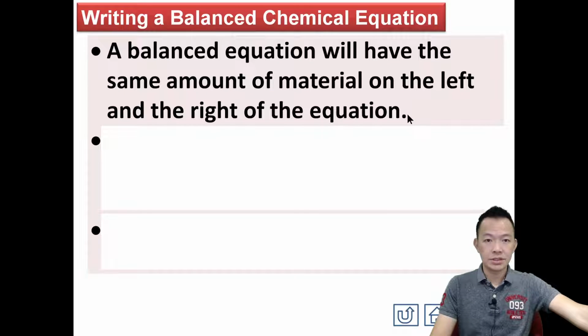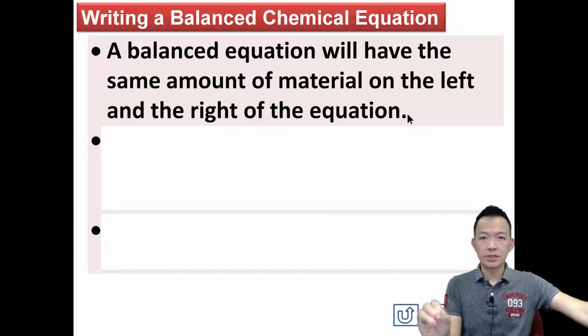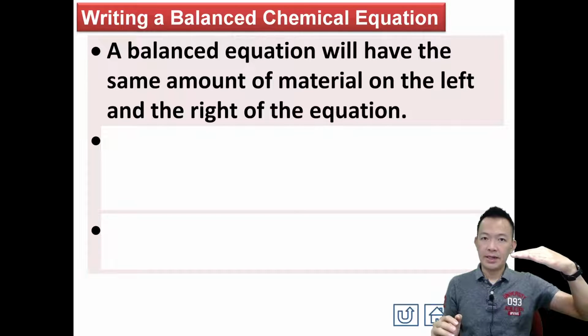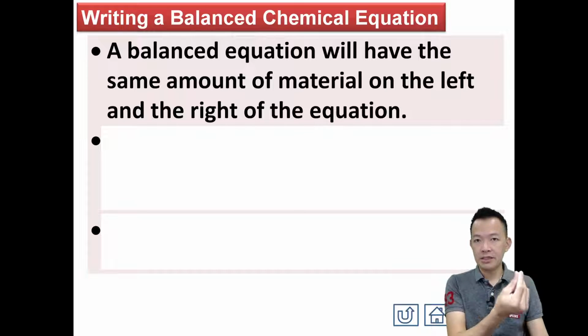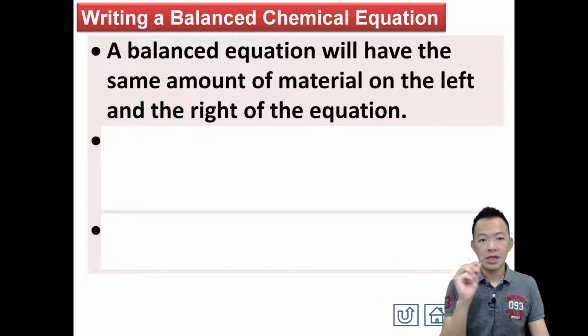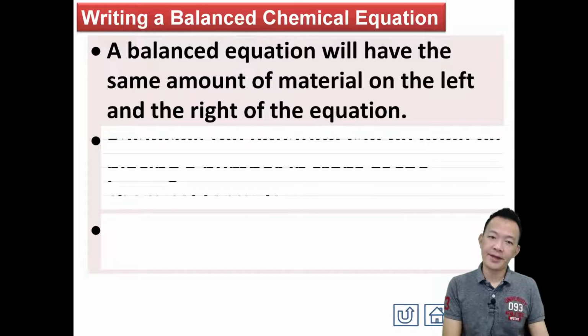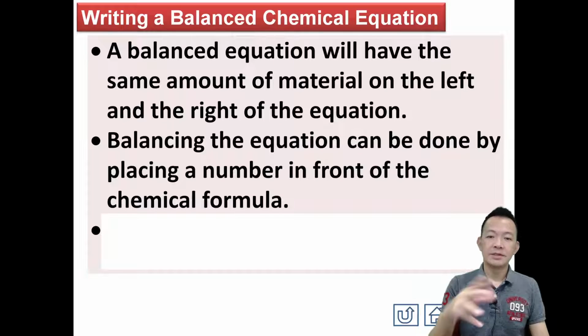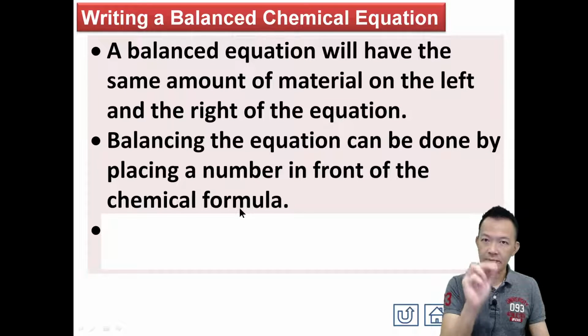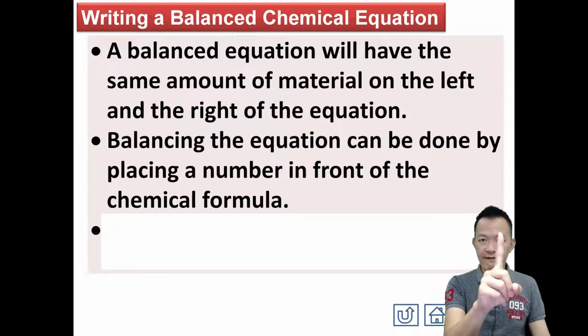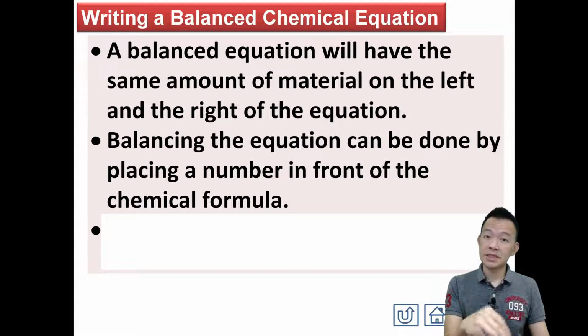Okay, chemical equation. A balanced equation will have the same amount of material on the left and the right of the equation. So 平衡的 chemical equation, reactant 的 number 跟 product 的 number 一定要平均。用多少的反应体就会有多少的 product. They must be balanced. Balancing a chemical equation can be done by placing a number in front of the chemical formula. 要给你 chemical equation balance，只有一个方法，add a number in front of the chemical formula，在它的 chemical formula 前面加一个 number，OK?